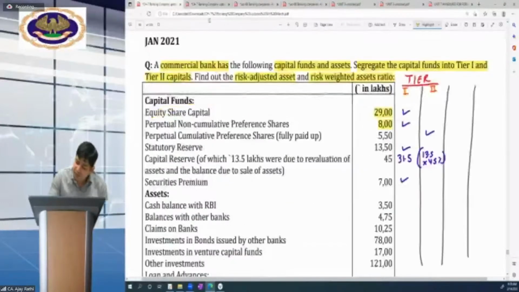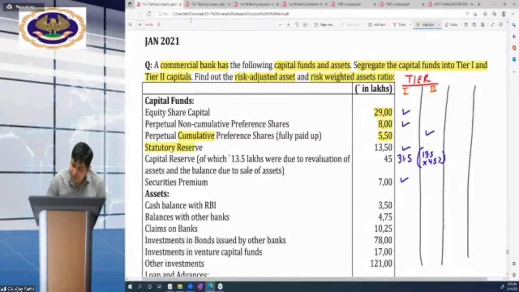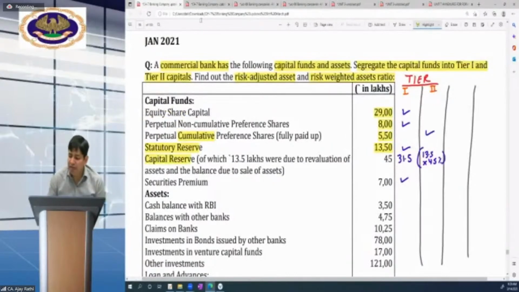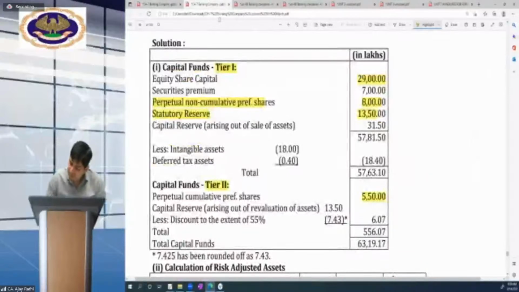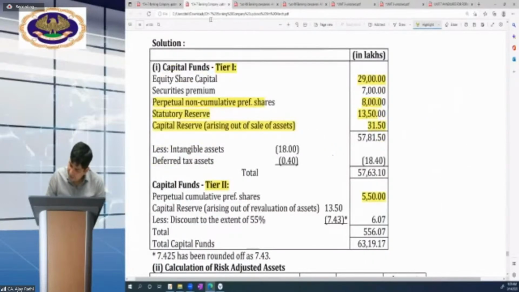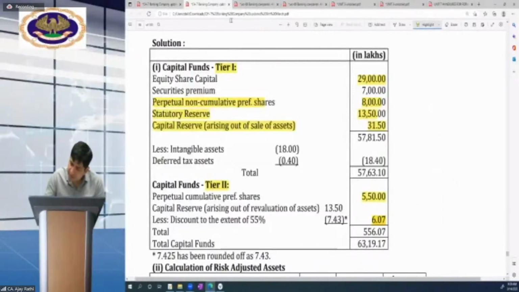Next one, perpetual cumulative preference shares 5,50,000, but that is tier 2. Yes, that is tier 2. Next, the last is statutory reserve. Yes sir, that is also tier 1. Now next, capital reserve excluding that is 31.5. Rest, 13.5 multiplied by 45% is 6.07. You have already calculated there. Next one, security premium is here, of course tier 1.